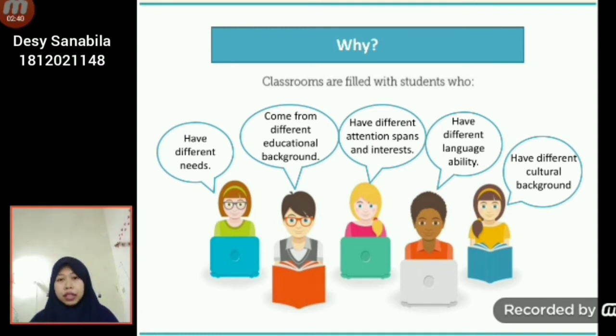have a different culture background. Why do you think it is important to know? Because every culture has their own habits and it will influence the student attitude in the class. Well, let's move to the other topic.